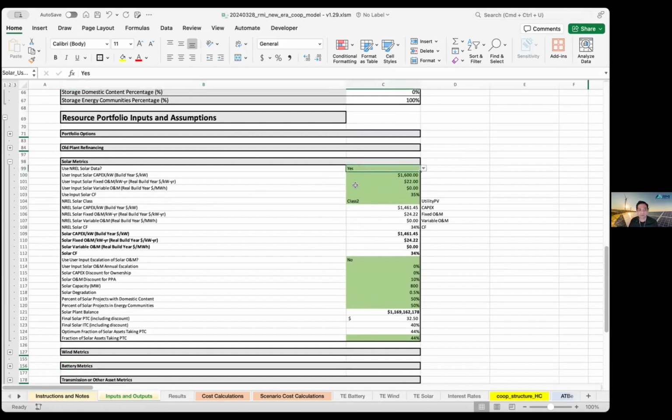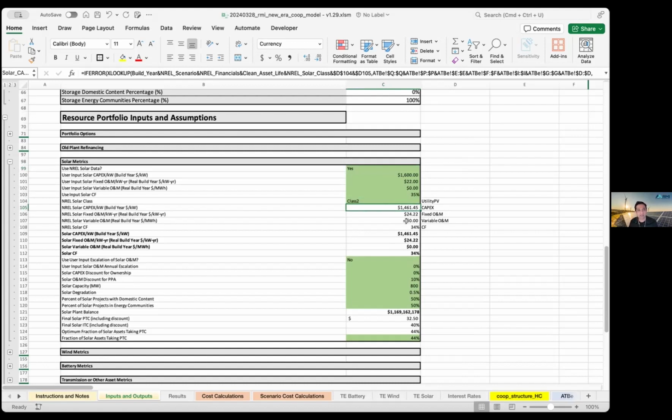Now, one option is that you can use NREL data to populate the cost. If you are looking at solar assets that you may be deploying years out and you don't know what to expect in terms of that cost, this is an easy option to take. The model will just use NREL's ATB, depending on whether you've chosen earlier on in the portfolio options a moderate, conservative, or aggressive cost trajectory. It'll filter in and appropriately give you the costs in that build year.